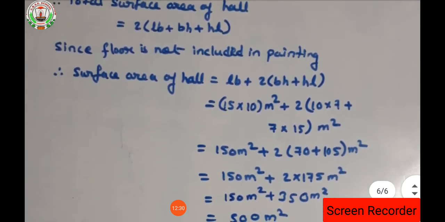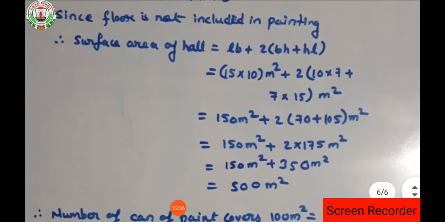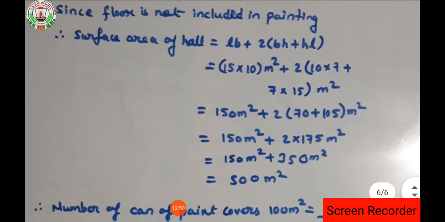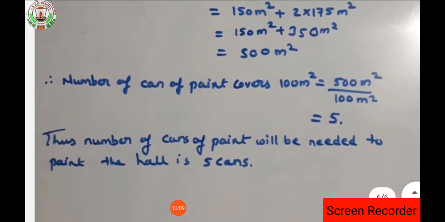So in the same way, here also the floor is excluded. So what will be the formula? The formula will be LB plus 2 into (BH plus HL). So LB is 15 into 10 meter square, plus 2 into (10 into 7 plus 7 into 15) meter square. So that is 150 meter square plus 2 into (70 plus 105) meter square. So 150 meter square plus 2 into 175 meter square. So 150 meter square plus 350 meter square. So the answer is how much? The answer is 500 meter square.